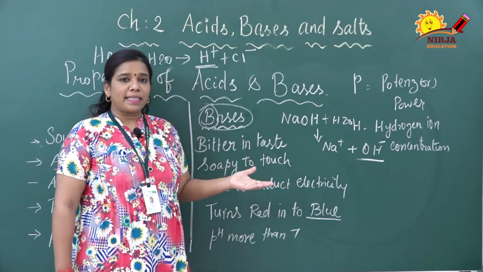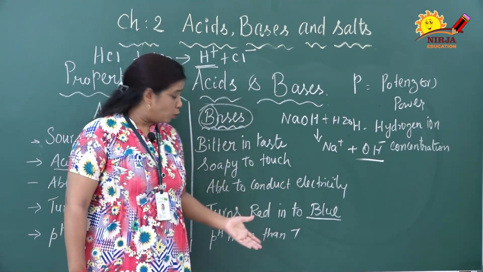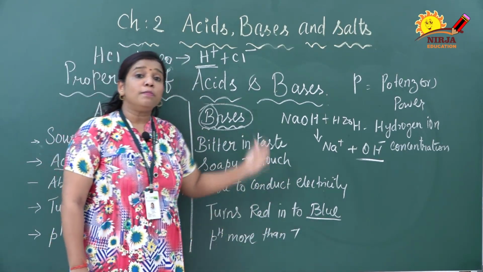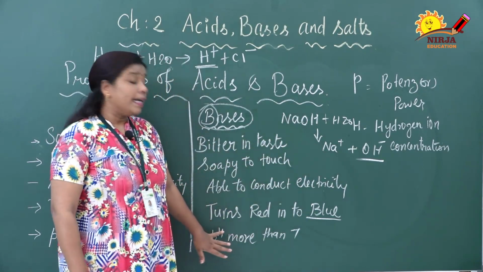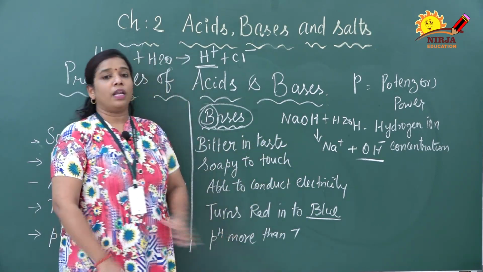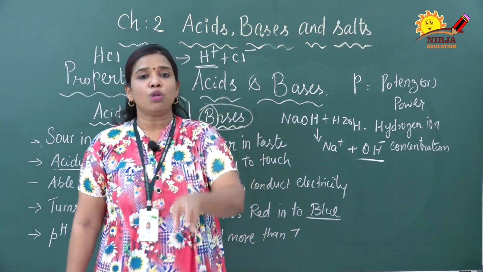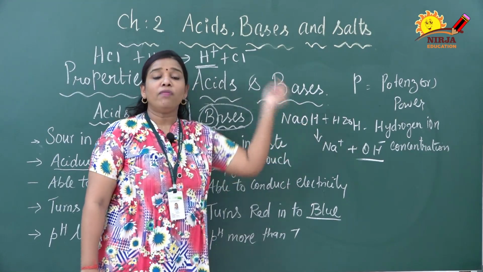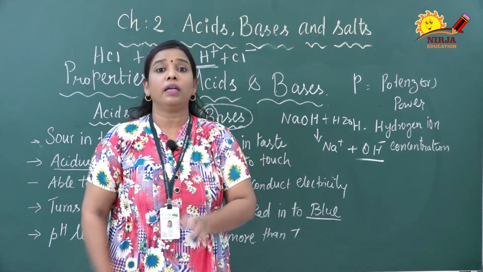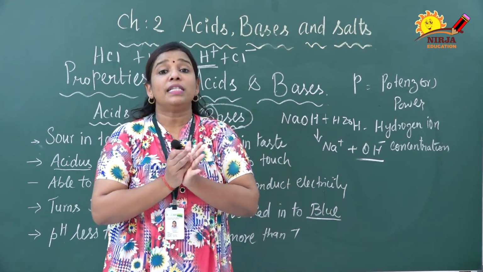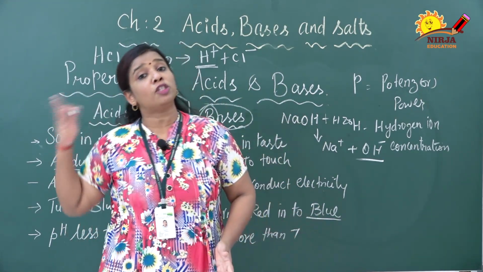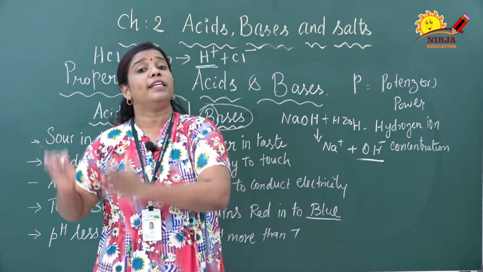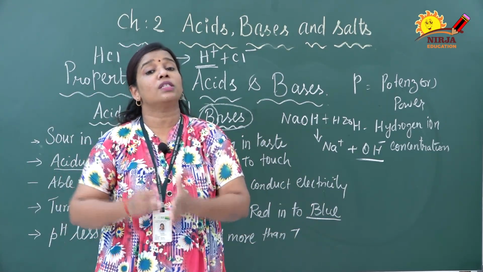Once again I repeat the character of bases. Bases are bitter in taste, soapy to touch, and able to conduct electricity. They turn red litmus paper into blue color, and their pH value is more than 7. When we add a base into water, taking the example of sodium hydroxide, NaOH, it dissociates into Na plus and OH minus. So bases dissociate into OH minus ions. OH is nothing but hydroxide ions.